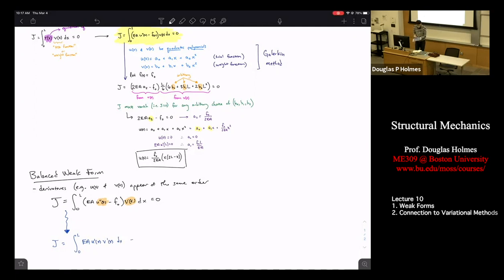You could have kept this in the same integral, so if yours looks a little different, it could be equivalent, but I have pulled out F naught times v of x. If we hadn't assumed F of x was a constant, we could have had F of x there. That's also fine.